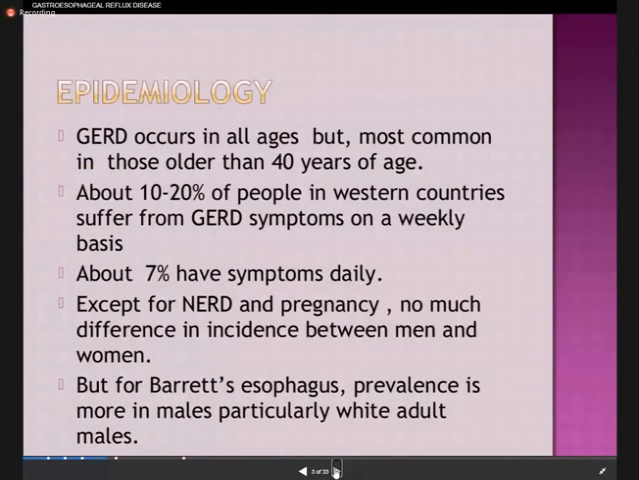So this is the epidemiology. It occurs in all ages, but is most common in those who are more than 40 years of age. About 20% of the people in Western countries suffer from GERD symptoms on a weekly basis. About 7% have symptoms on a daily basis. This is quite a huge number, 7% of the population suffering from these symptoms daily. Except for NERD, which stands for non-erosive reflux disease, and pregnancy, there is not much difference in incidence between men and women. But for Barrett's esophagus, the prevalence is more in males, particularly white adult males.